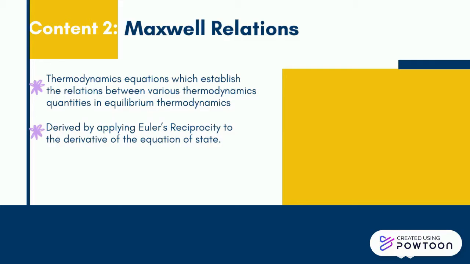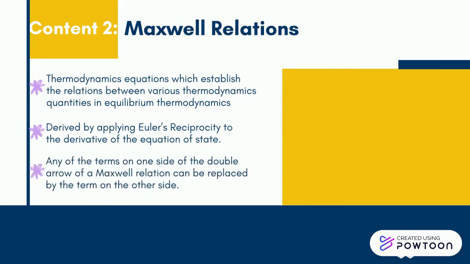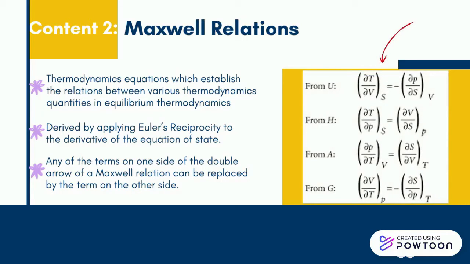When we apply Maxwell relations, any of the terms on one side of the double arrow of a Maxwell relation can be replaced by terms on the other side. So the figures shown beside are the 4 Maxwell relations that will be used in the thermodynamic web.